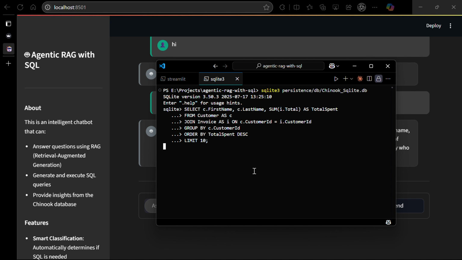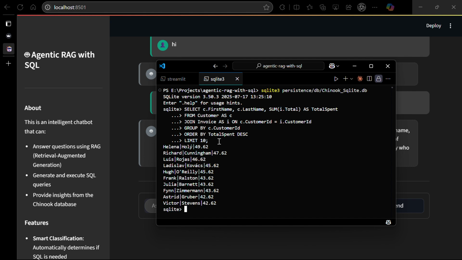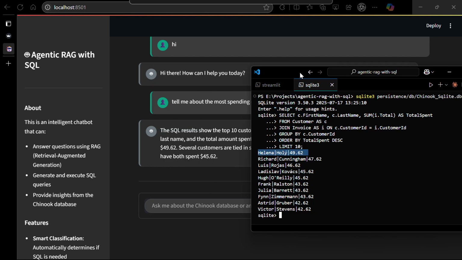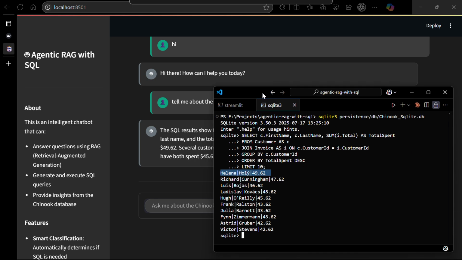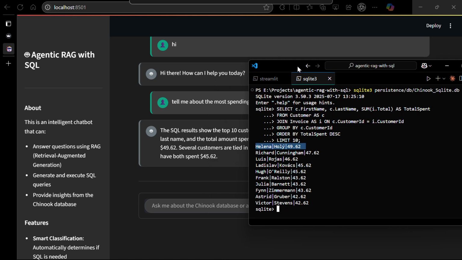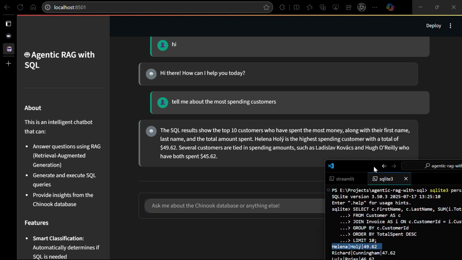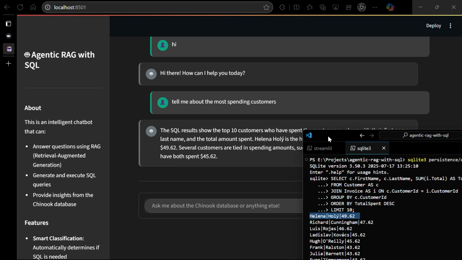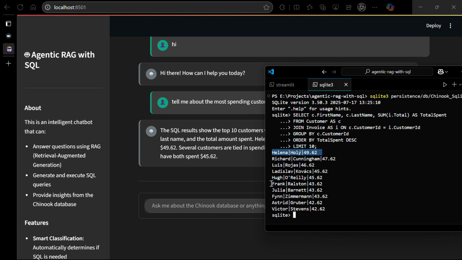So let's execute the query. And as you can see, Helena is indeed the highest spender with the correct amount. And she is followed by these ladies. I don't know how to pronounce these names. Ladislav and Hugh. These names should be here as well. Hugh is here, and Ladislav is also here.